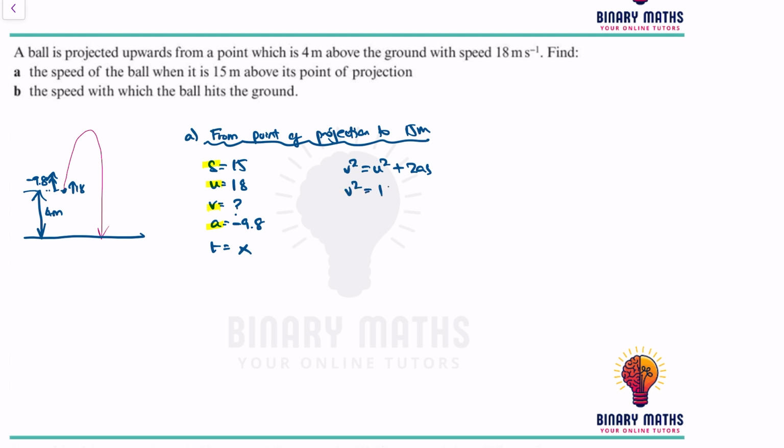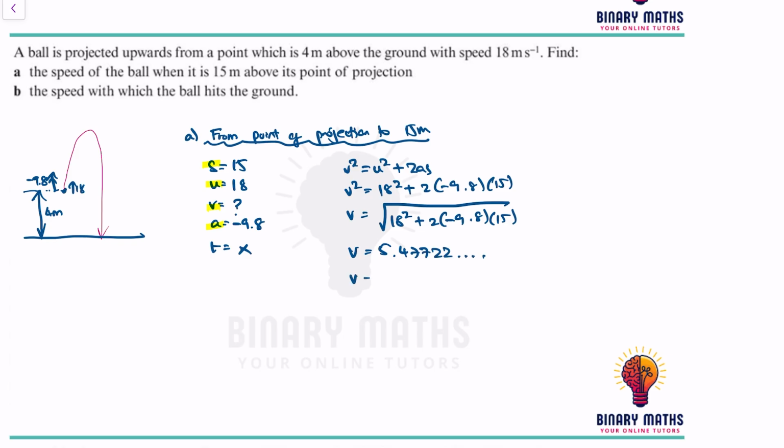V squared is equal to 18 squared plus 2 times minus 9.8 times 15, which means V is equal to the square root of 18 squared plus 2 times minus 9.8 times 15. Which is equal to 5.47722, and so on. So V would be equal to 5.48 meters per second.